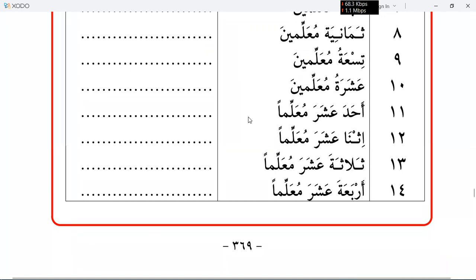So listen to this point again. Madood from 11 until 99 are mufrad mansoob. What is the last point? The numbers from 11 to 99 are mufrad mansoob. Okay.